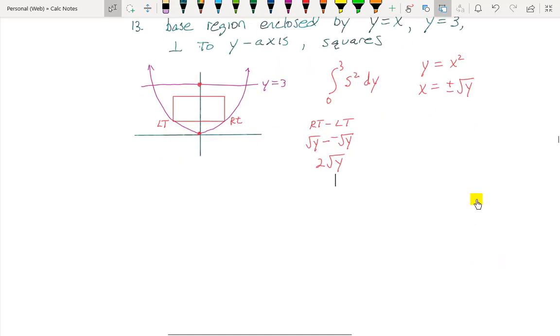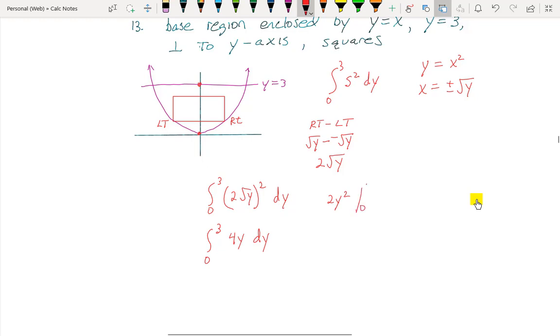Okay, so setting up my integral now, it's just going to be the integral from 0 to 3. That is our base, so we have 2 times the square root of y. We're going to square that with respect to y. And we can probably crank this one out by hand too. 0 to 3 of 4 times y dy. If we take the antiderivative, we get 2y squared.